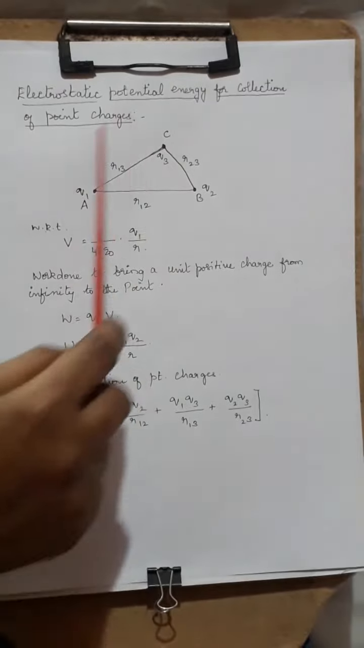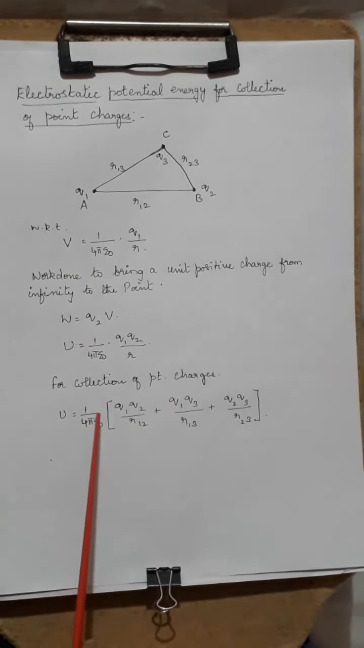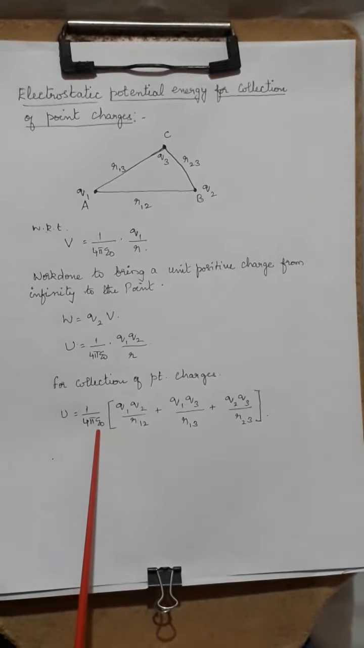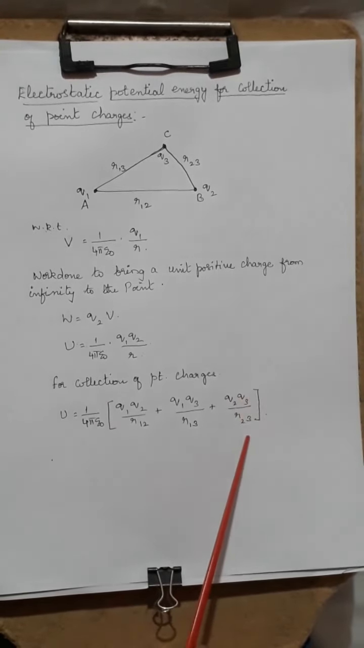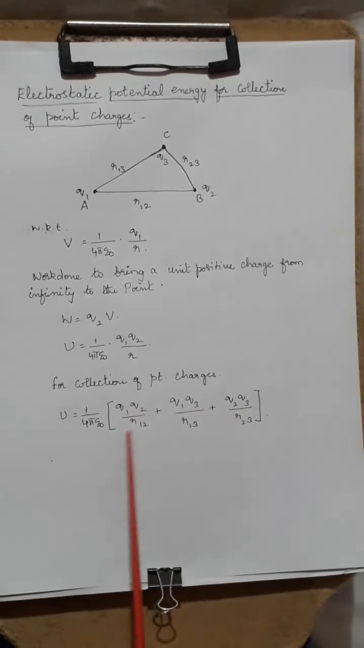But for a system of charges, for a collection of point charges, this U will be equal to, where 1 by 4 pi epsilon naught is taken as common and all the other things are added. It's a sum of the other potentials.